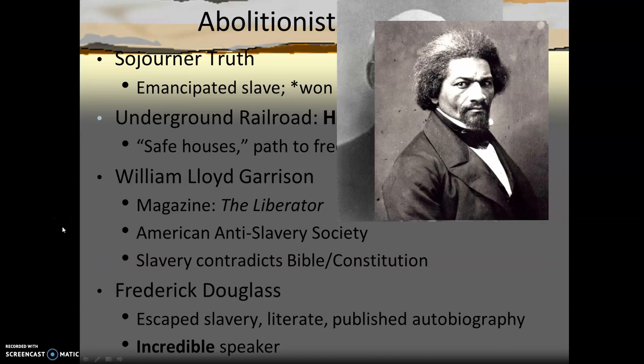And finally, we arrive at a man who was born Frederick Bailey. Frederick Bailey was born a slave in Maryland. He was taught to read and write from the Bible by the wife of his master, and his master put a stop to it and said that if he learned to read, it would forever unfit him to be a slave. And this idea really stuck with Douglass.